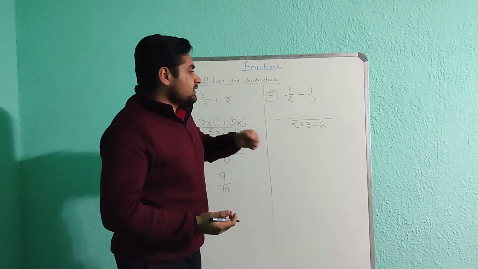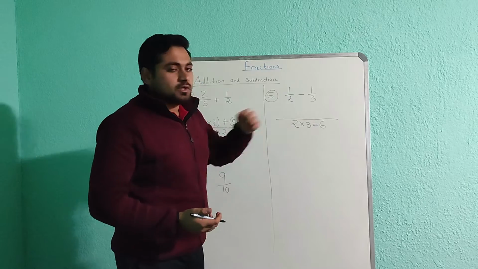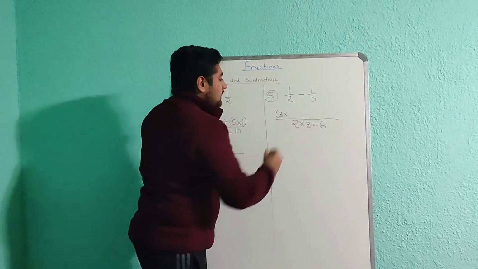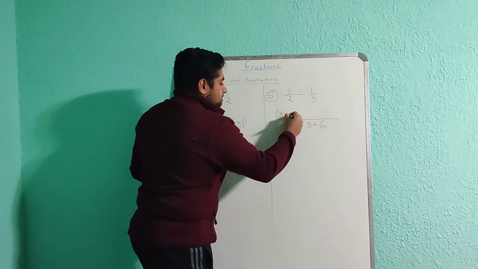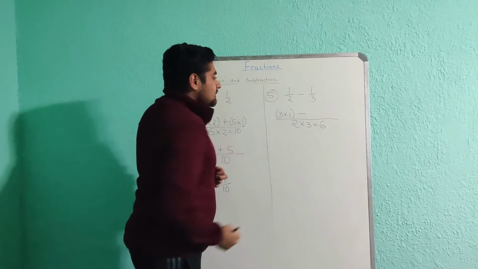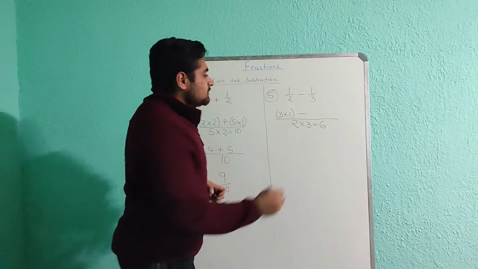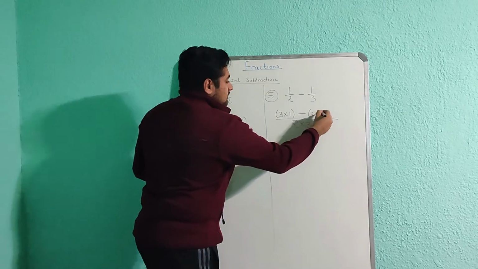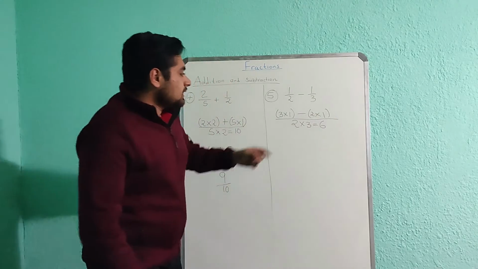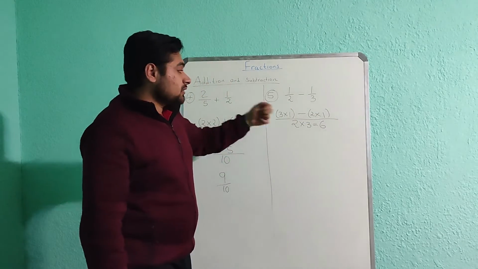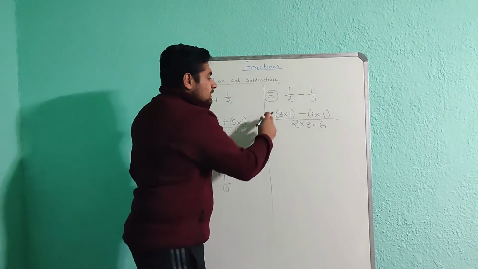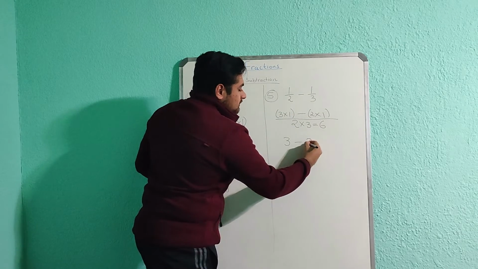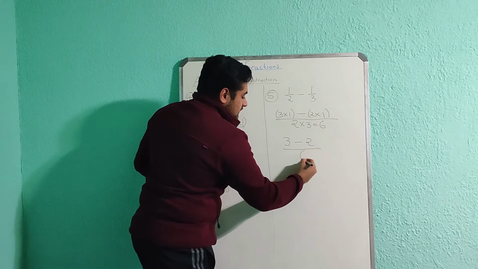Now we go to the first fraction. How many times can 2 go into 6? It can go 3 times. 3 times 1, minus, how many times can 3 go into 6? 2 times the numerator of the second fraction, which is 1. Now we perform the calculation on the numerator side. So what is 3 times 1? That is 3, minus 2 times 1, which is 2, all over 6.